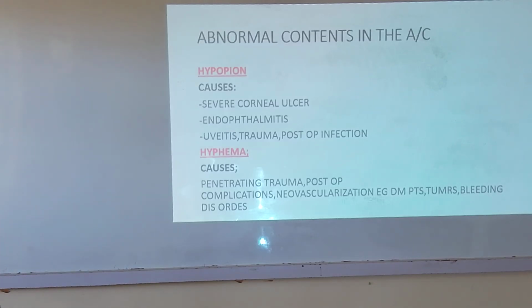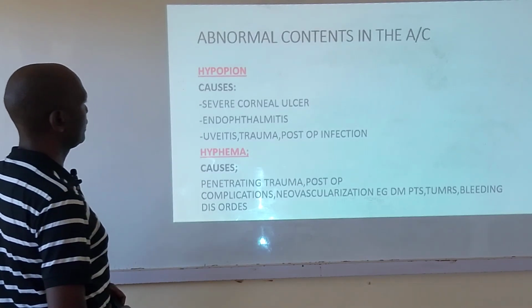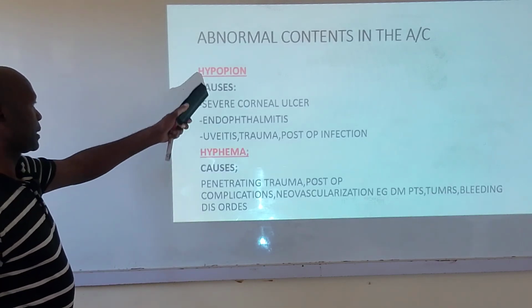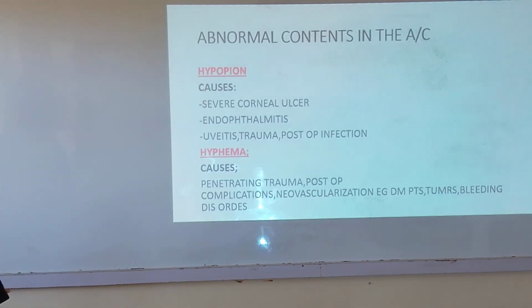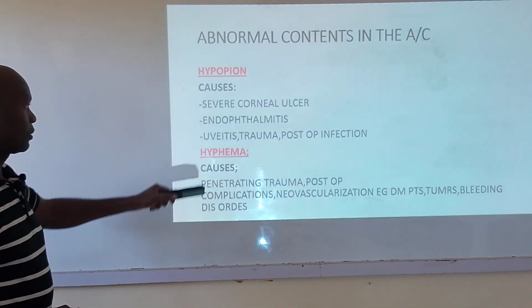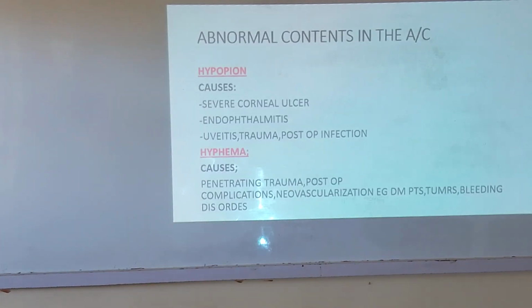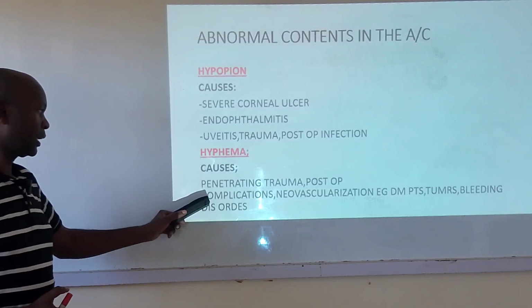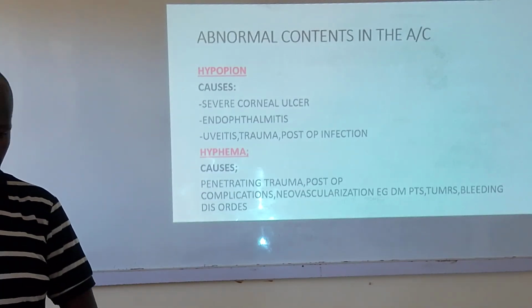These are further eye-related terminologies and pathologies. When you have pus in the anterior chamber of the eye, it's known as hypopyon, and these are the causes. When you have blood in the anterior chamber, it's called hyphema, and these are also the possible causes.